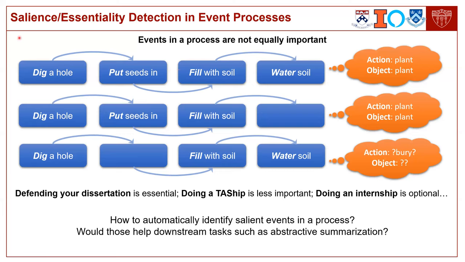Then let's go to the consistency of prediction. Most of the time, essentiality is not contextualized, which means that when I tell you, okay, I'm earning a PhD, in different contexts, the process will be about the same. Versus salience is something which is more contextualized, which means that in different documents, when you describe different events happening together, they will have different importance.